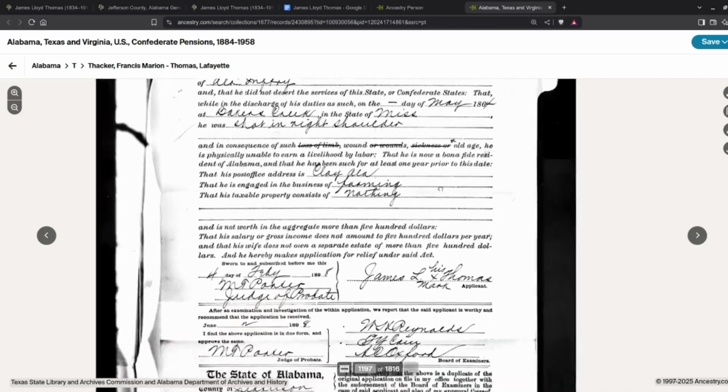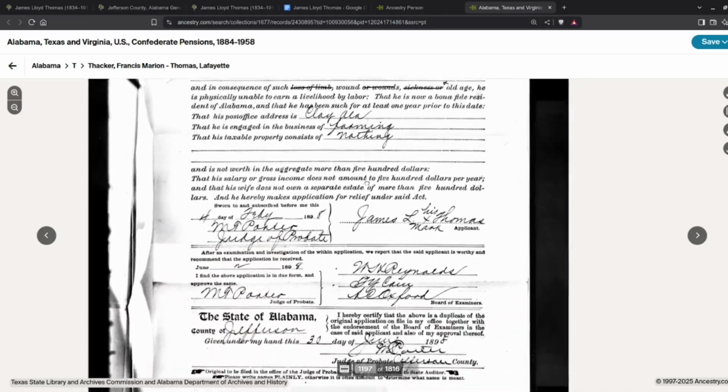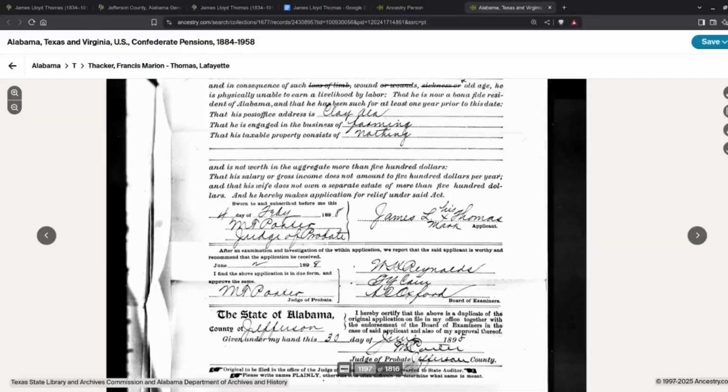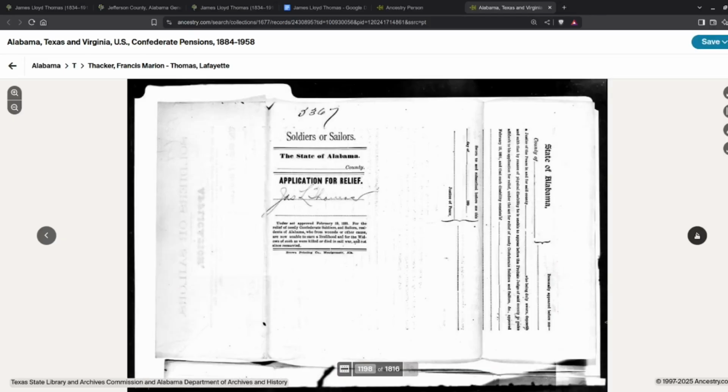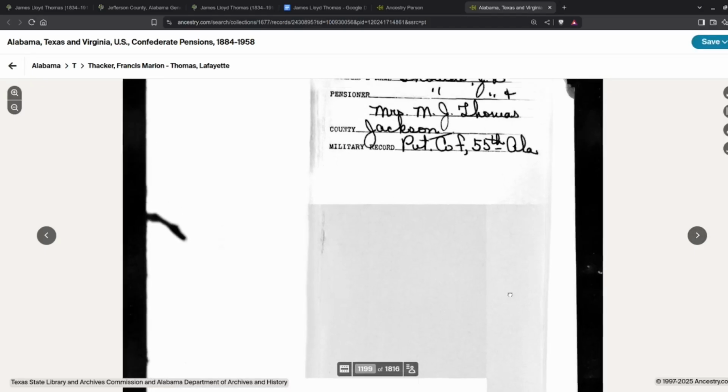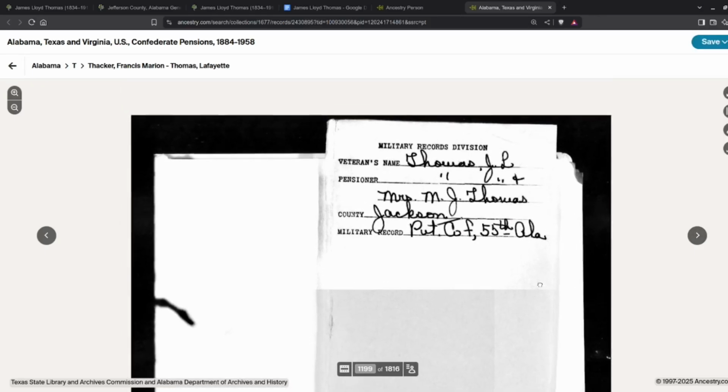Okay, his post office address was Clay. He's not really working. Well, he was engaged in farming, but he's probably working on somebody else's farm, and he has no taxable property. All right. So that's probably the front page of the application. It's blank, and that's the end of it.